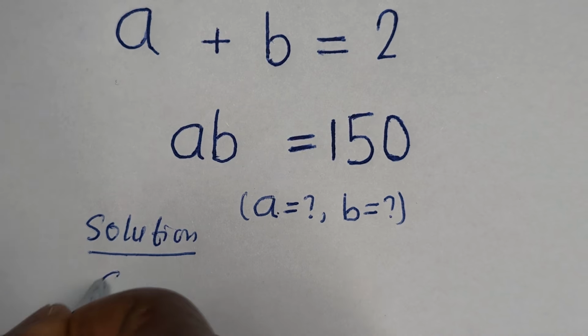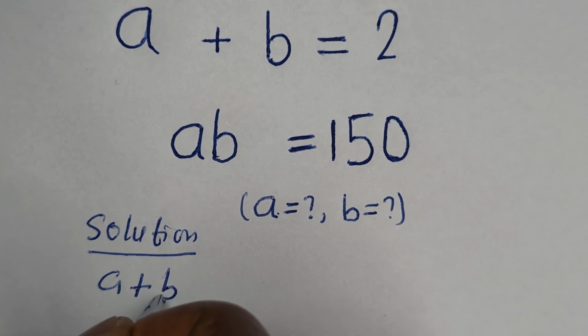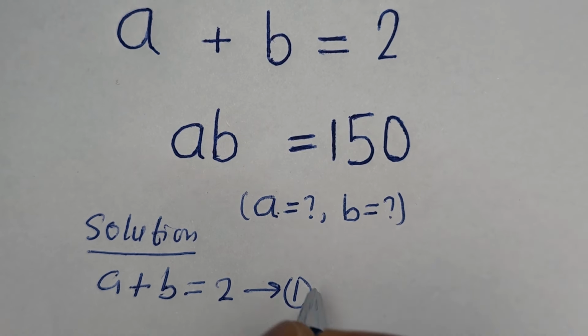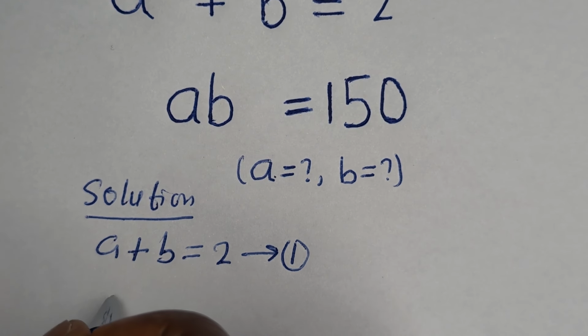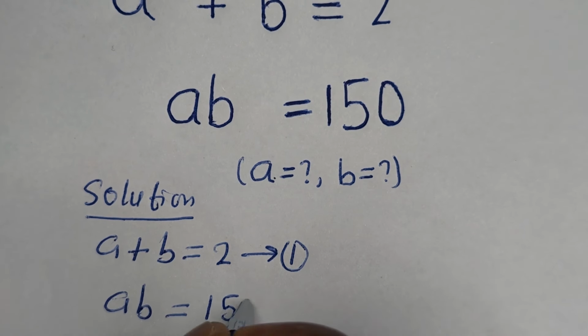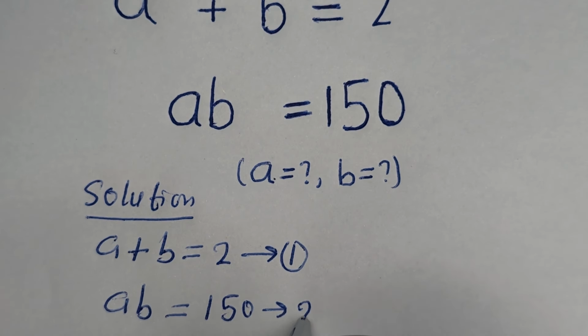We have a plus b is equal to 2. Let's call this equation 1. Then ab is equal to 150. Let's call this equation 2.